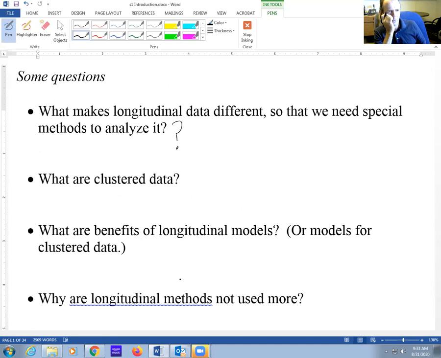Let's go back to the first one. What makes longitudinal data different than other data? Let's say the data that you use with just a general linear model, like a typical regression model. What makes longitudinal data different? Your samples may not be independent. May not be independent? Okay.